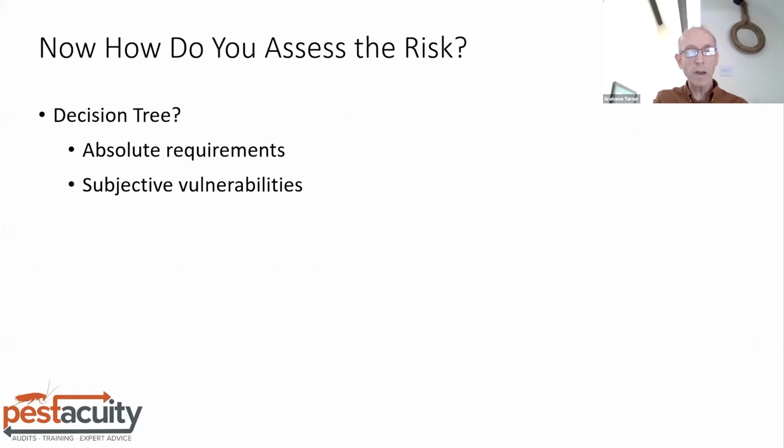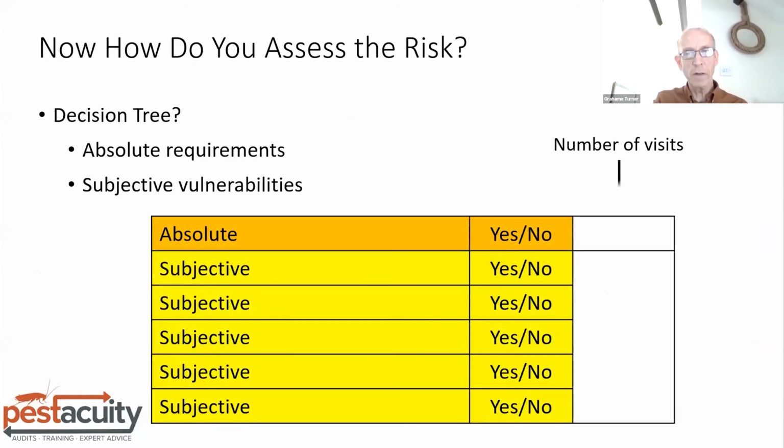So once you've got all that information, all your details on the vulnerabilities, then you need to decide how to assess the risk. And the way I do this that works for me is to do a decision tree. And I split into absolute requirements and subjective vulnerabilities. So if we look at this little table here, for example, we're looking at the number of field biologist visits per annum. The absolute minimum required by one of the standards, for example, would be 1 per year. So we know that's the minimum we've got to work to.